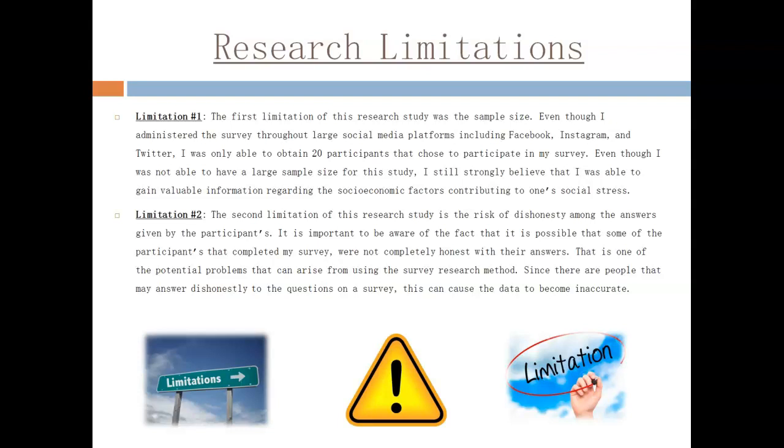Limitation number 2. The second limitation of this research study is the risk of dishonesty among the answers given by the participants. It is important to be aware of the fact that it is possible that some of the participants that completed my survey were not completely honest with their answers. That is one of the potential problems that can arise from using the survey research method. Since there are people that may answer dishonestly to the questions on a survey, this can cause the data to become inaccurate.